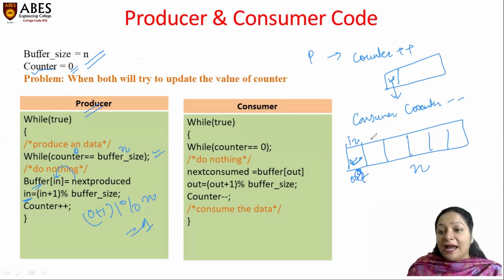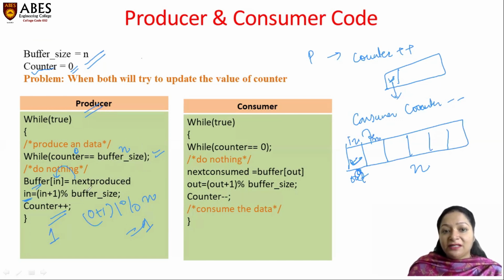Now the next item that will be produced will be placed here. So in will move one step forward, right? And then the producer will update the value of counter by 1. So now the counter value is 1. In this way, the producer code can run n times and it can produce a maximum of n items.